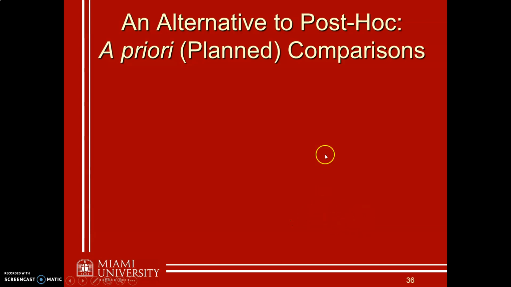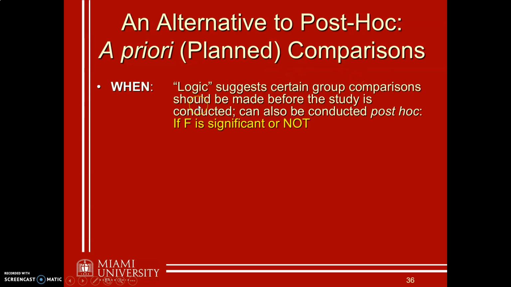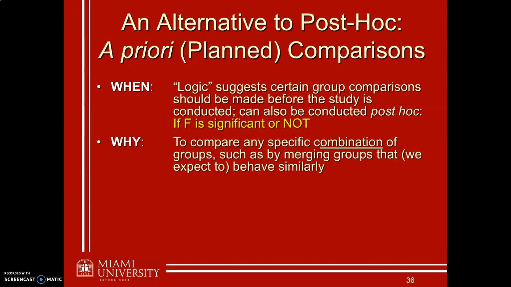One last thing to know about post-hoc comparisons is that there is an alternative. If you, before you start your data, have a way to weight or compare certain pairs versus others, you can do what's called a priori, or planned comparisons, where you can not only compare one group to the other, but you could compare a batch of groups to something. So this would be used in a place where your logic suggests certain comparisons should be made before you do it. You can also conduct comparisons, again, afterwards, but this is a way to set up which comparisons you want to look at, whether or not your overall alpha is significant.